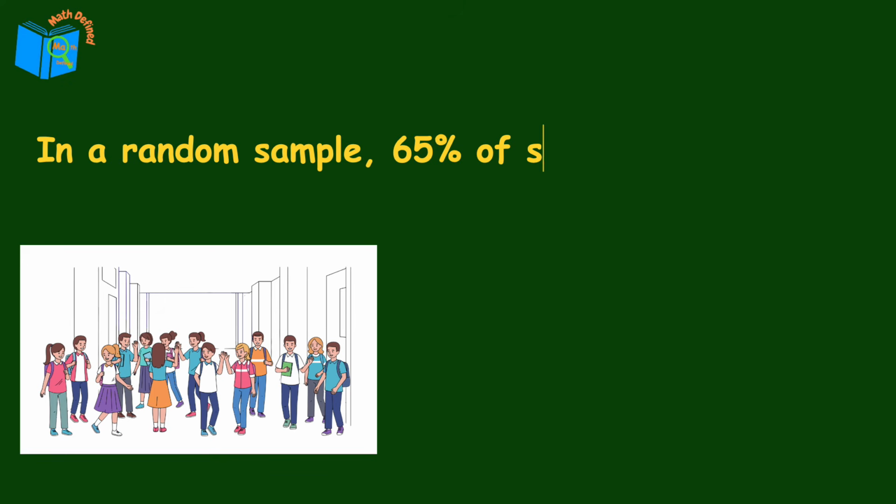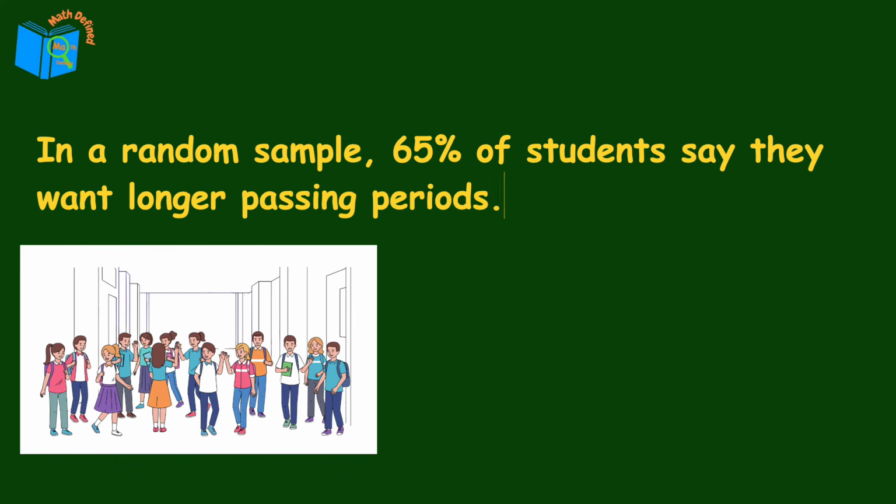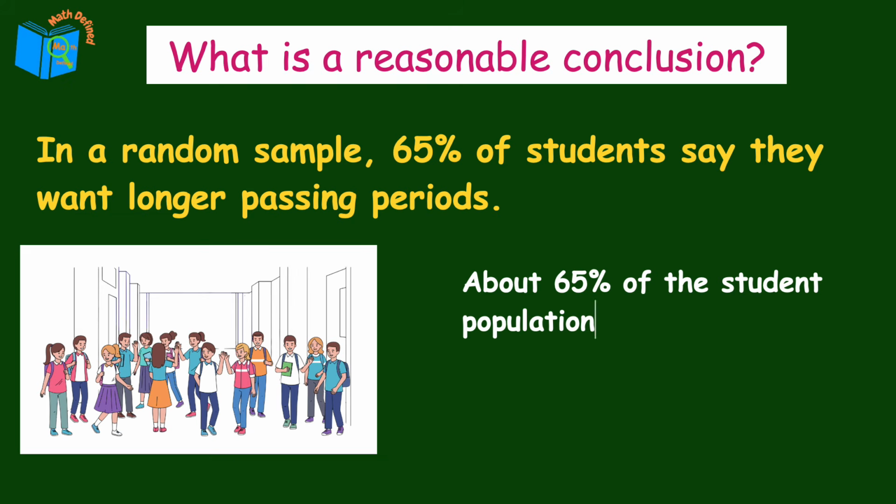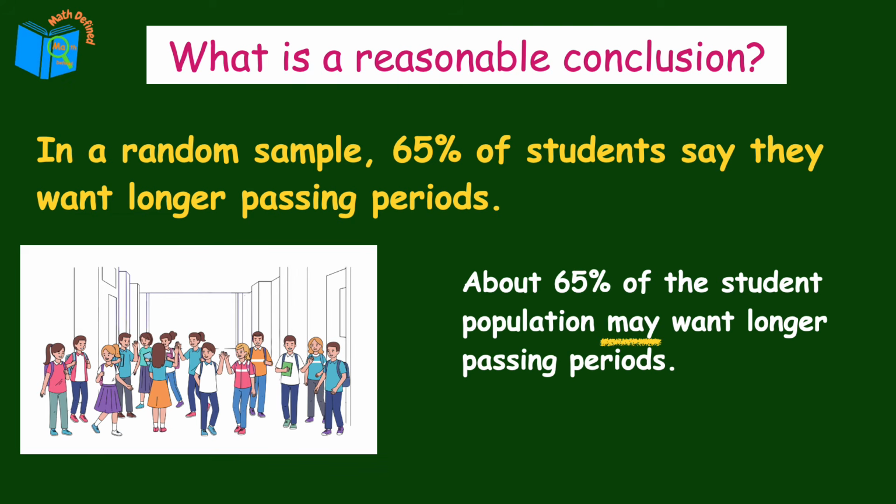In a random sample, 65% of students say they want longer passing periods. What is a reasonable conclusion about the student population? Careful here, use words like may or about. We could make a reasonable conclusion that about 65% of the student population may want longer passing periods. Remember, we're making an informed estimate about what the student population wants, not a guarantee.